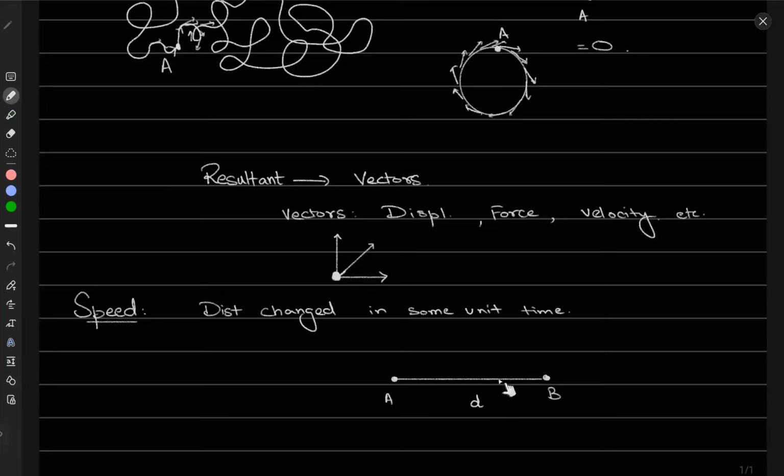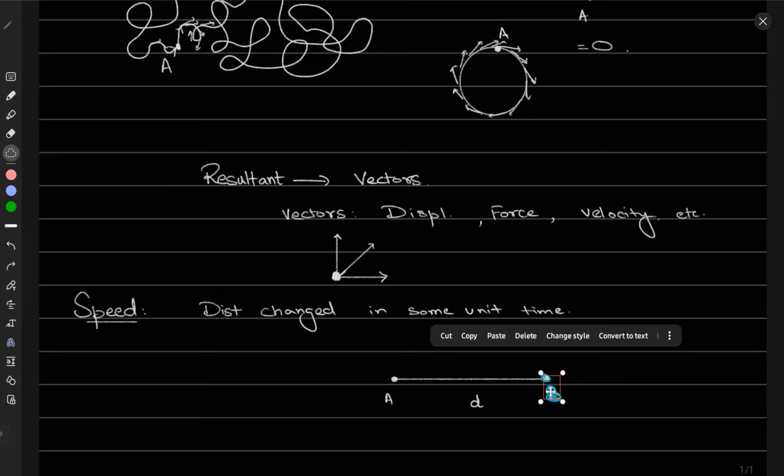The distance may increase or it may decrease with time. So what I mean is that, let's consider point B. Let's say point A is fixed. So point B may move further away. So in this case, distance has increased, right? So I can extend this line as well. So the distance has increased, right?